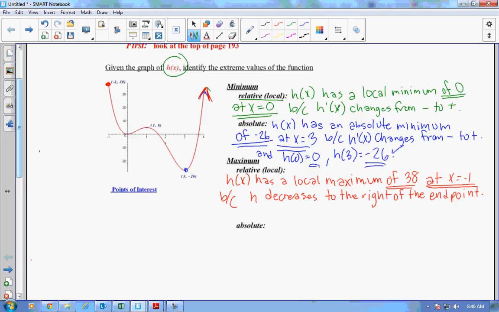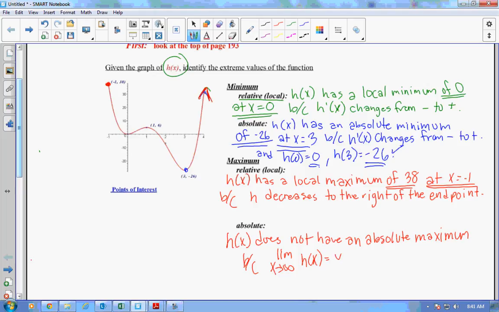Okay, so on the absolute, because of that arrow, is there an absolute? No, because it goes on forever. So h of x does not have an absolute maximum because the limit as x goes to infinity of h of x doesn't end, right? It goes to infinity. As we go to the right, the graph goes up and up and up forever, so it goes to infinity.